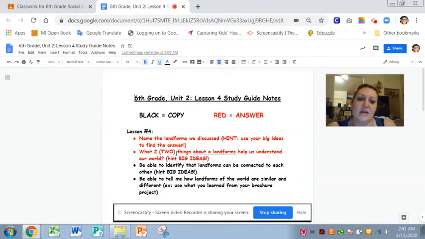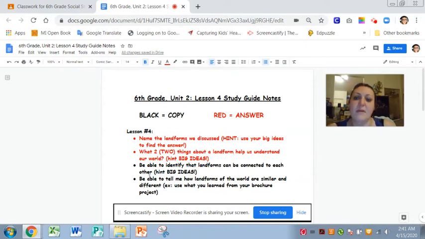What 2 things about a landform help us understand our world? Again, that is an answer, hint, big ideas. As you can see, I've given you hints since I haven't been with you to properly instruct you, given you hints where to locate these answers. So what have we talked about? What are the 10 landforms? What are the 2 things that help us understand our world when we talk about landforms? And these 2 are copies.